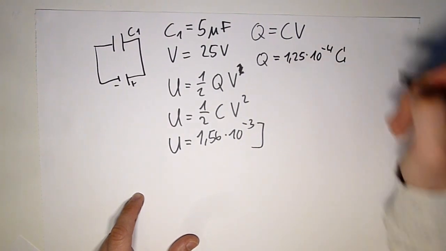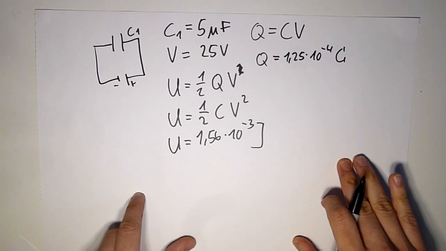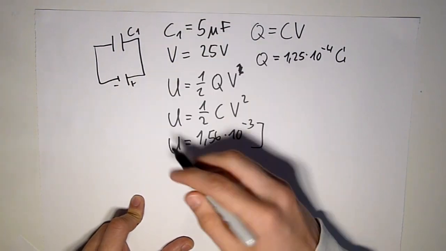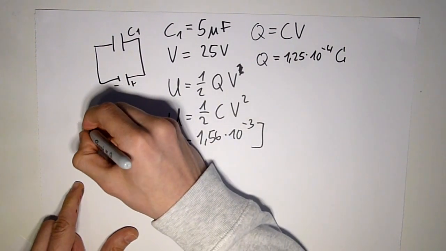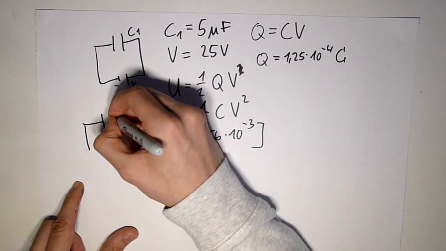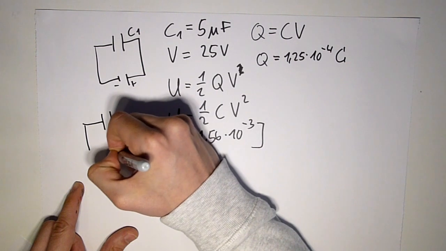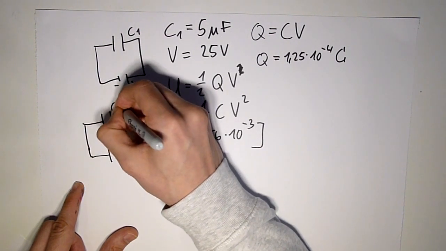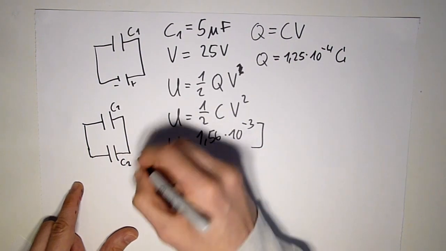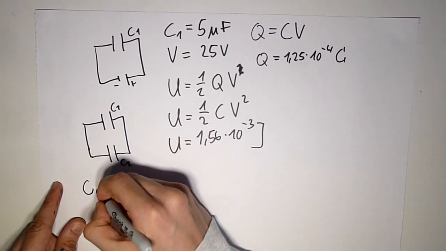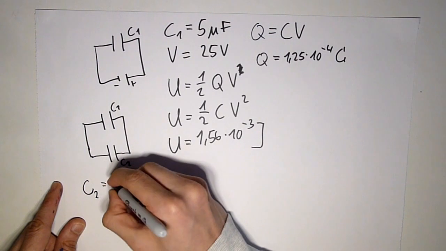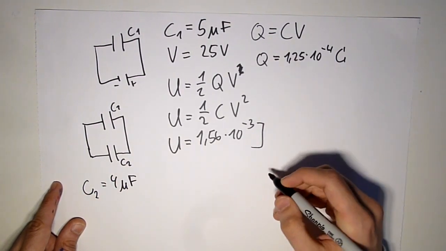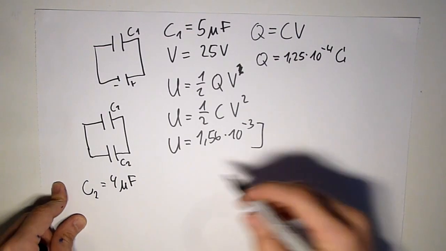Coulomb. And, well, what would happen now if we would replace this battery with another capacitor? Let's draw this. So we have our first capacitor here, and this is our second capacitor, C1 and C2. And let's say we also know the capacitance of this second capacitor, which is 4 microfarad. Well, what's the new voltage going to be?